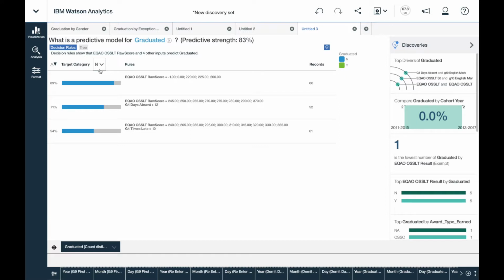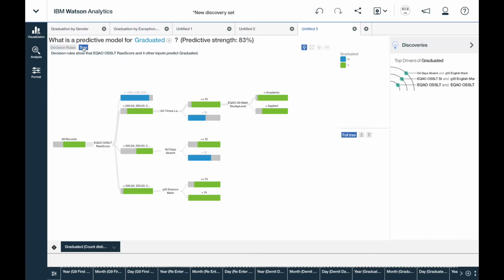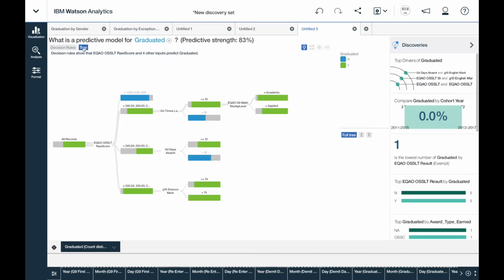I can also visualize the flow in a decision tree where I can see that blue represents the students that did not graduate and green represents the students that did. As a researcher, Watson Analytics called out the significance of the grade 10 OSSLT standardized test results and the early indicator of grade 4 attendance. I'm now in a position to investigate these key points further with my colleagues and discuss the intervention strategies that we can implement.